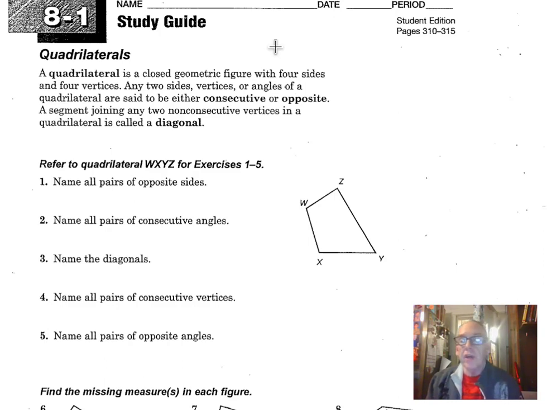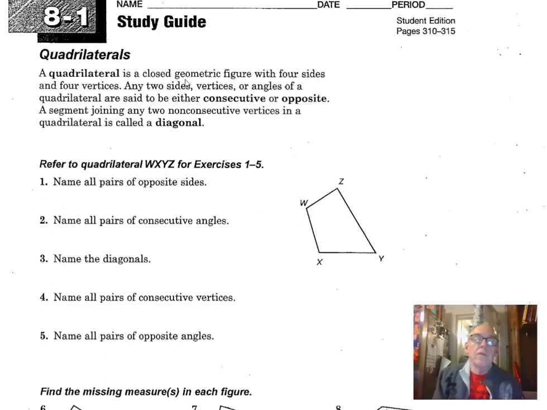One property is that since they have four sides, n minus 2, 4 take away 2, which is 2 times 180, is going to give us 360 degrees for the sum of the angles in a quadrilateral. So let's look at this sheet here. So we want to name all the pairs of opposite sides in this.